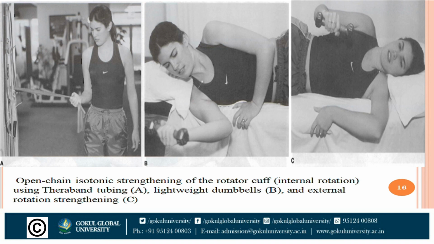Open chain isotonic strengthening of the rotator cuff: internal rotation using theraband tubing, picture A; lightweight dumbbell in picture B; and external rotator strengthening in picture C. This shows how we can use some apparatus for resistance training in the progression stage.